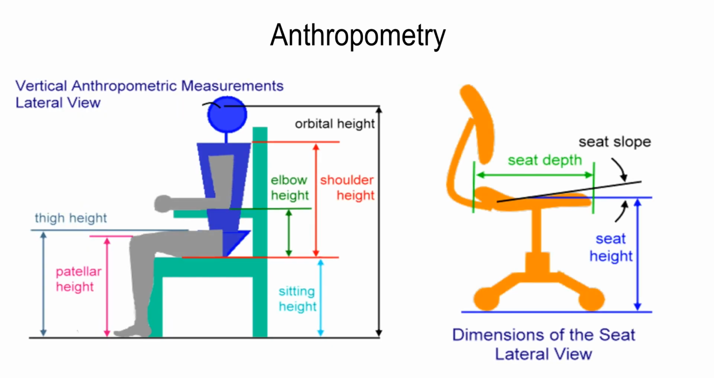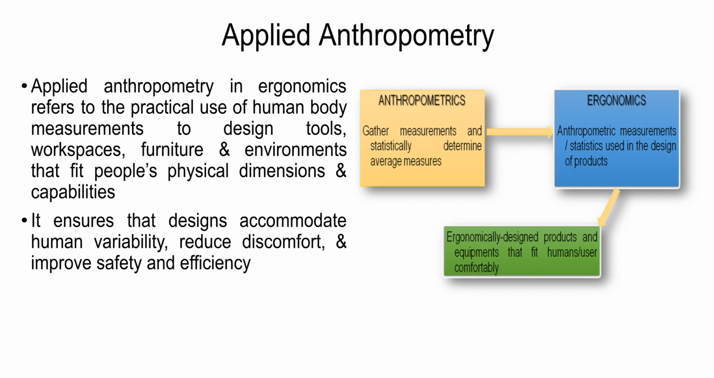Anthropometric measurements, such as orbital height, sitting height, and seat depth, are vital for ergonomic design, especially for seated work environments. Applied anthropometry in ergonomics is the practical use of human body measurements to design tools, workspaces, and environments. This ensures designs accommodate human variability, enhancing safety and efficiency.